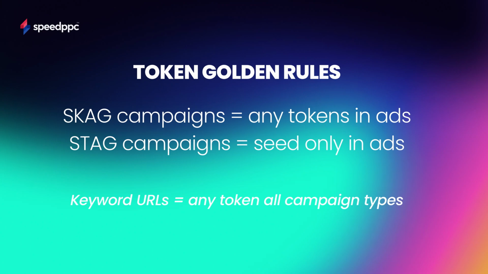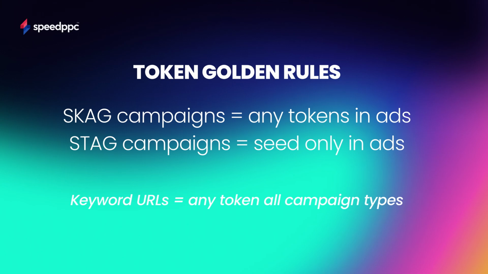Now, here is the thing that most people get confused about, but don't worry, you don't need to understand the logic of why, you just need to follow the rules. For single keyword ad group campaigns, you can use any tokens in your ads. This includes expansion tokens. So keywords from your expansion list can be used in your ads. For single theme ad group campaigns, you can only use the seed token in your ads. This is because in single keyword ad groups, we have a one keyword per ad relationship. So we can use all tokens because it's a one-to-one relationship.